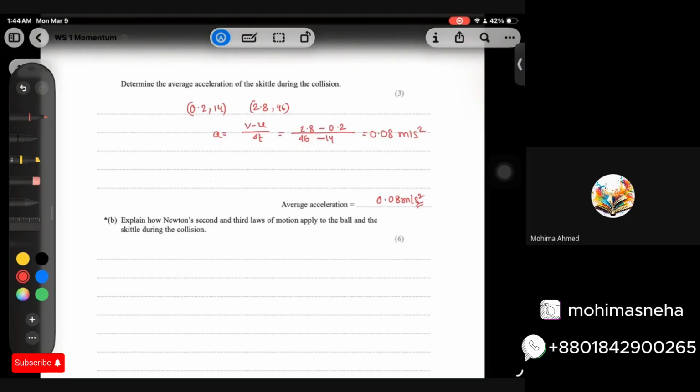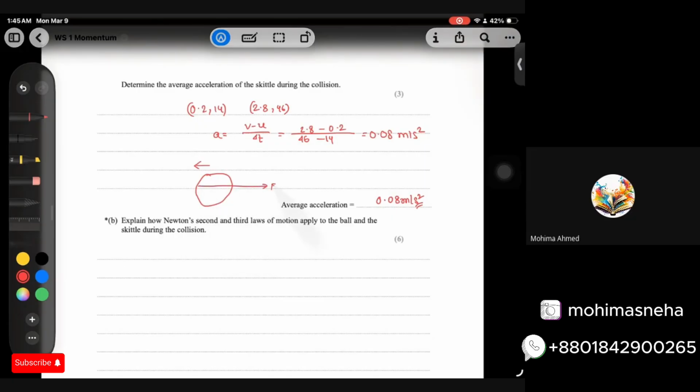For the ball, what is happening is that initially the ball was moving to the left hand side. During the collision, the skittle obviously provides a force on the ball in this direction, right? This is the resultant force that will act on the ball because of the collision. Now, this resultant force is against the initial direction of motion. So, whenever I provide a resultant force on any object that is against its direction of motion, it will have two options to follow. It will either decelerate and move in the same direction with a smaller velocity, or it will reverse its direction and move with a velocity in the opposite direction.